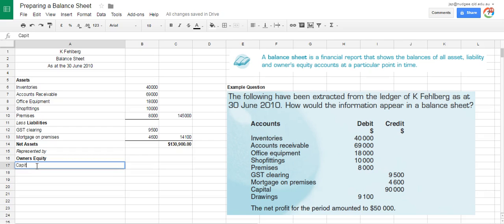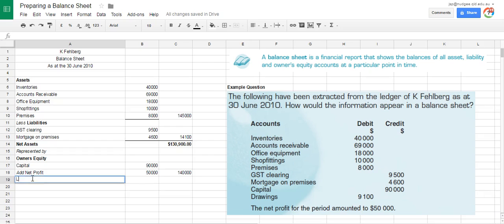Now our owner's equity is represented by three things. One, it's represented by our capital, which in this case is $90,000. Now we add net profit. Now that net profit is given here, but it could also come from your profit and loss statement. Now, where it says add, I'm just going to italicize that. Now, we're adding our net profit, which is $50,000. And then, I'm just going to add those together. So, capital plus net profit.